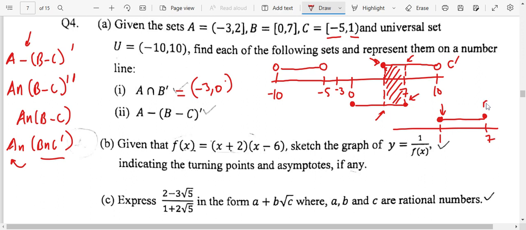What set is this? This is B intersection C complement. Then we get the set A from negative 3 up to positive 2. We are not including negative 3, but we are including positive 2. Now we want also the intersection, so it is from here up to here. So we get to shade this region. So we see it is just 1 and 2 and we are including both.